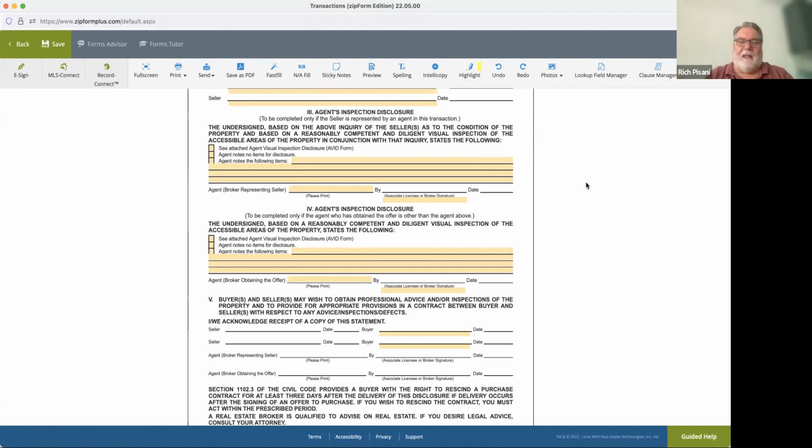And even if the buyer has removed all contingencies, if he doesn't like something on the listing agent's AVID, then he can cancel and get out of it. So it's very important that you do it.